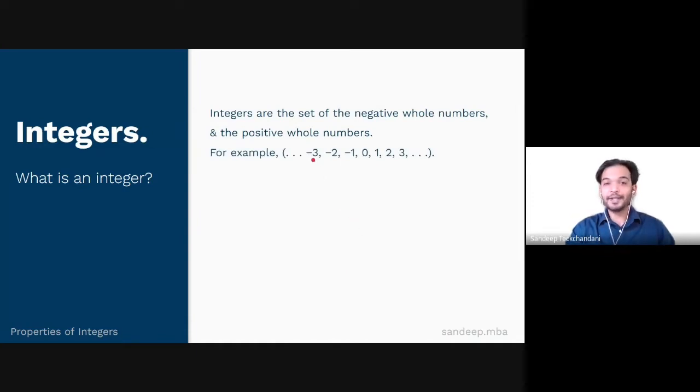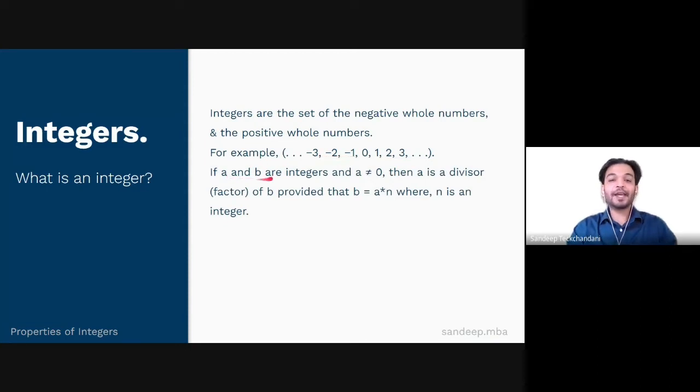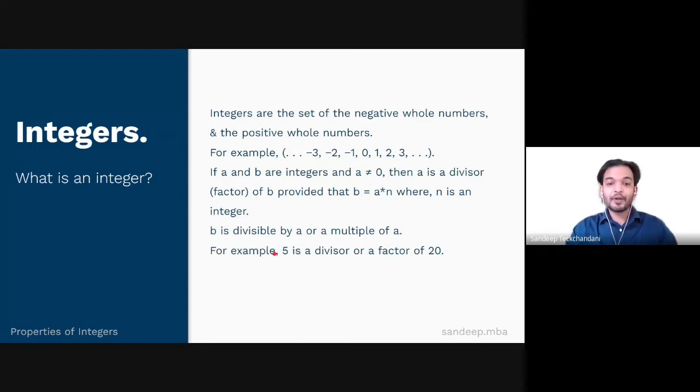For example, negative 3, negative 2, negative 1, 0, 1, 2, 3, and so on are examples of integers. If a and b are integers and a is not equal to 0, then a is a divisor or a factor of b, provided that b is equal to a times n, where n is an integer. In this case, you can say that b is divisible by a or a multiple of a. 5 is a divisor or a factor of 20 because we know that 5 times 4 is equal to 20.